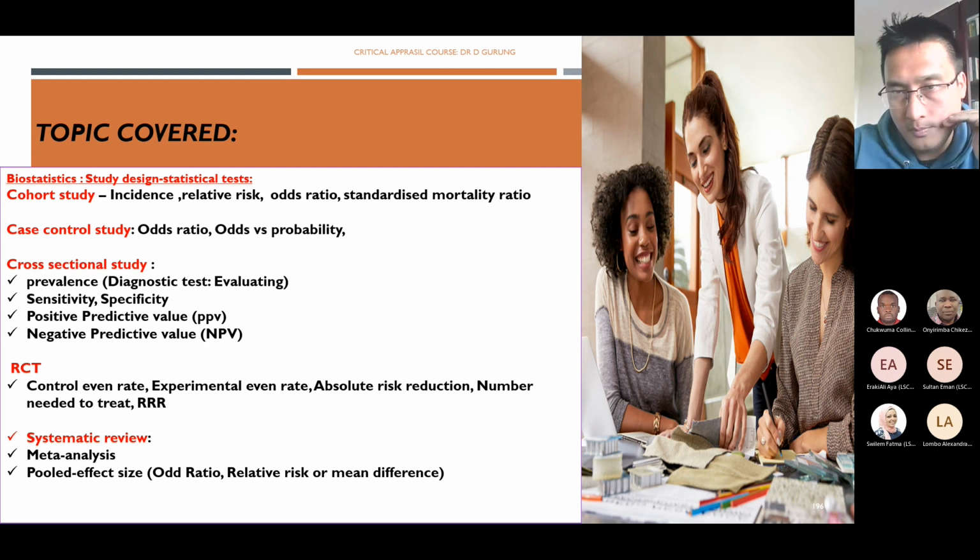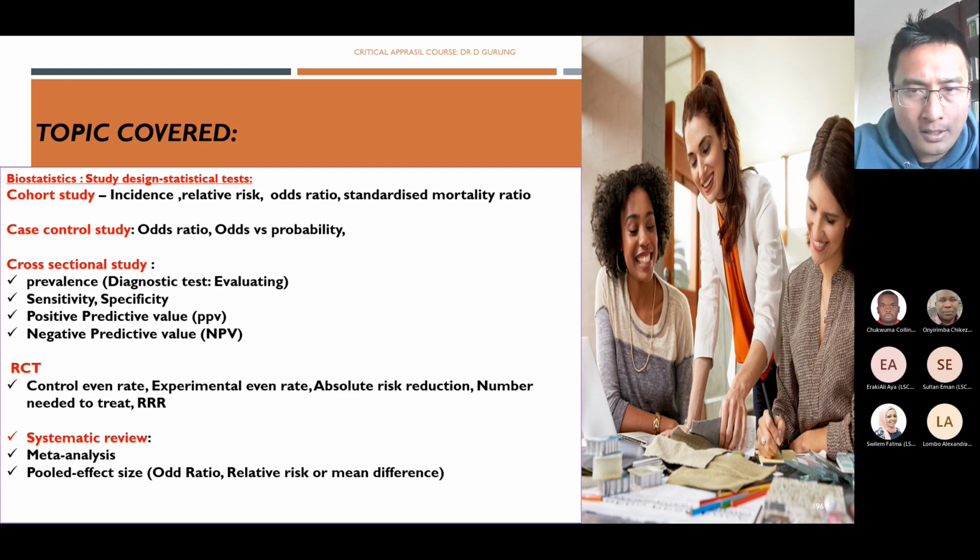Cross-sectional is more like a snapshot. So prevalence, we find all the population at that period. In cross-sectional, you also cover sensitivity, specificity, positive and negative predictive value, and the likelihood ratios. If you're doing an RCT, it will be control event rate, experimental event rate, absolute risk reduction, number needed to treat, and RRR. These are some of the things that you will cover. In systematic review, it will be more like meta-analysis and forest plots. So those are the topics that will be covered.